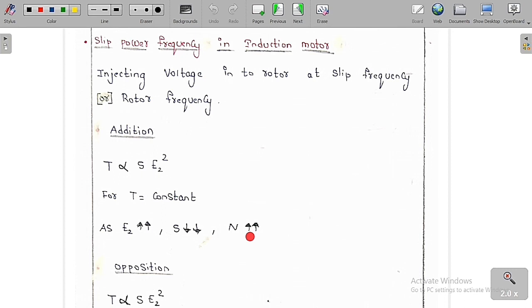If you inject the voltage into the rotor at the slip frequency or rotor frequency in an addition process, and this voltage adds to the induced EMF, the overall induced voltage in the rotor will increase. So for a constant torque demand, the slip must decrease to keep the torque constant. As the slip decreases, the rotor speed will increase. So by injecting the voltage externally into the rotor, if it is additive, then definitely the speed will increase for a constant torque demand.